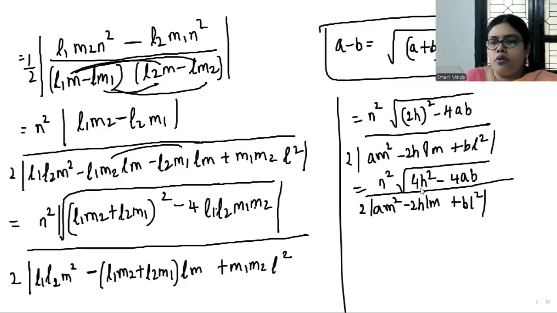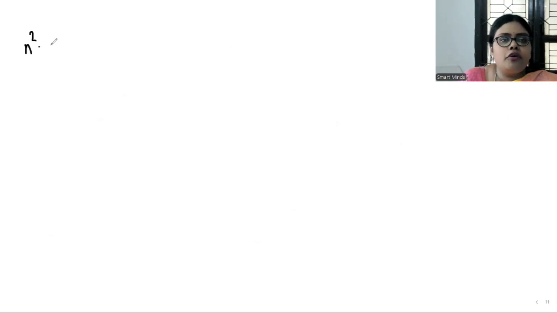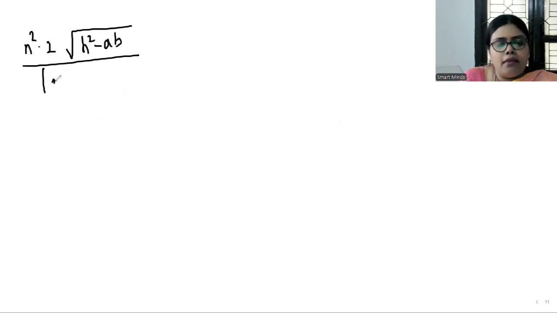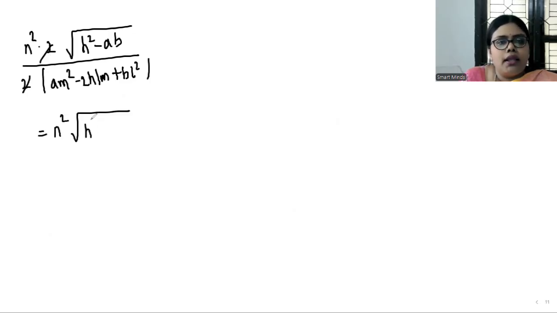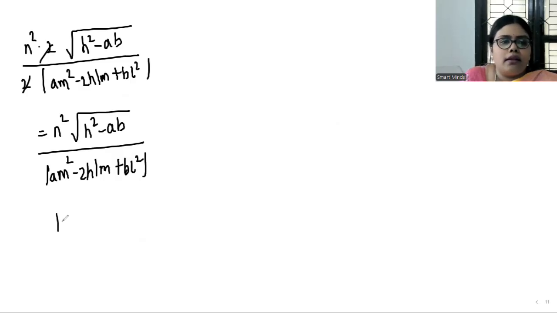Now if I take 4 common, we will get 2 outside. N square into root 4 is 2. 2 root h square minus ab by mod am square minus 2hlm plus bl square. Here you have 2 already. 2 to get cancelled. That is n square root h square minus ab by mod am square minus 2hlm plus bl square. Hence proved.